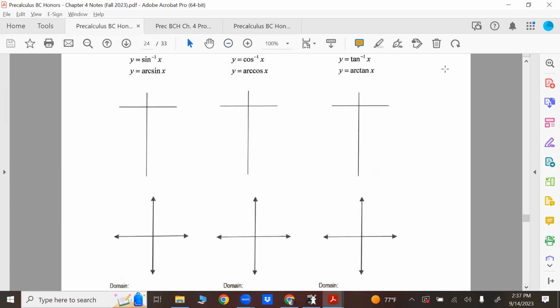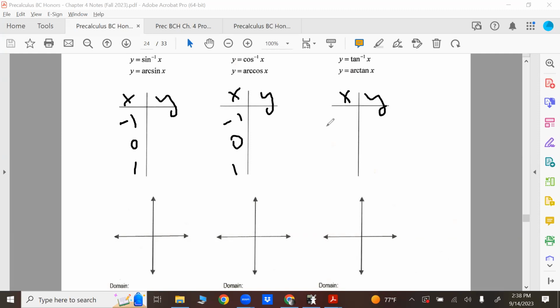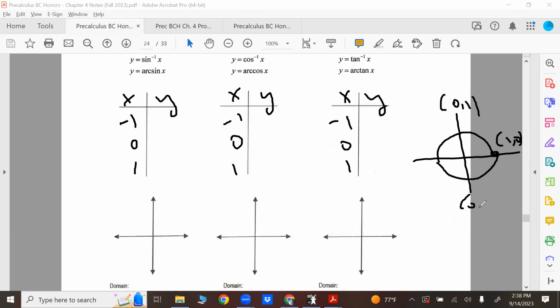Okay, clear. We got x, y, x, y, x, y. Now, very important. The output is the angle. The inputs are coordinates from the unit circle. So the inputs would be like, for example, -1, 0, 1. And let me draw a makeshift unit circle over here. 1, 0, 0, 1, 0, -1, -1, 0.